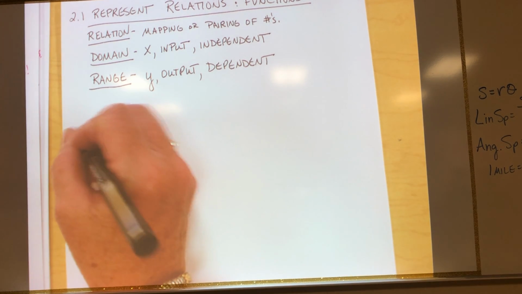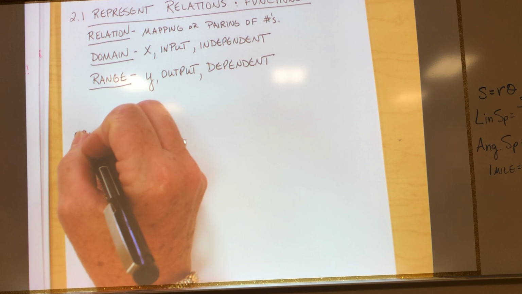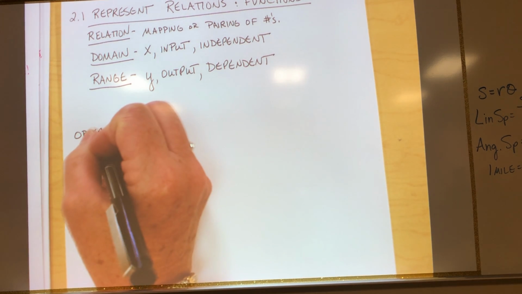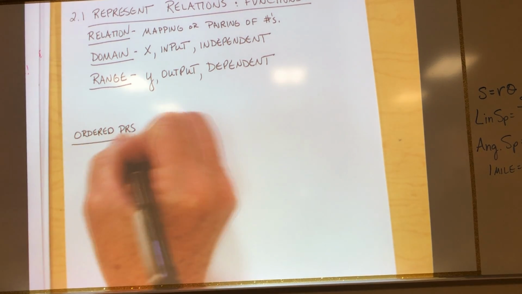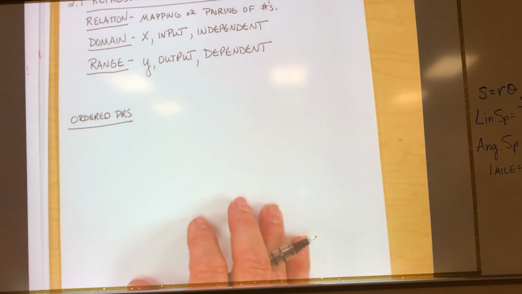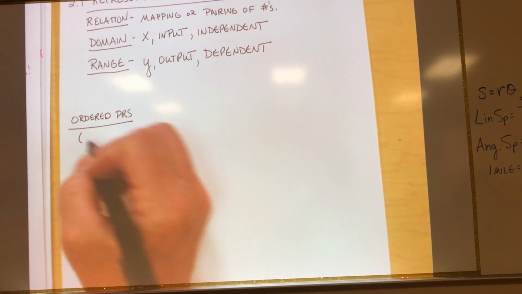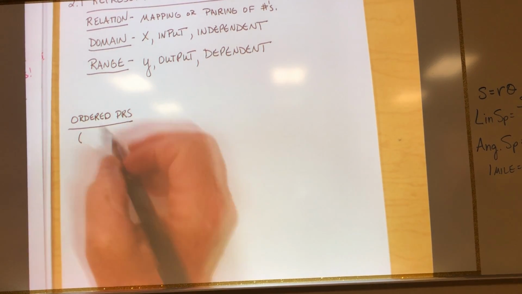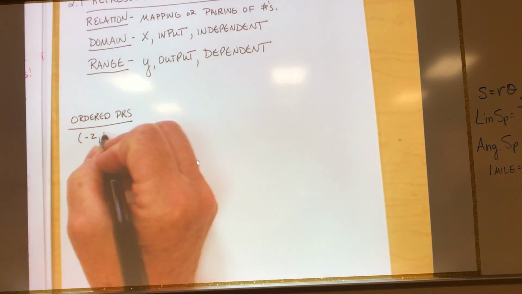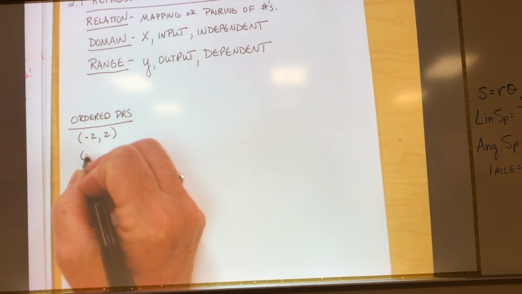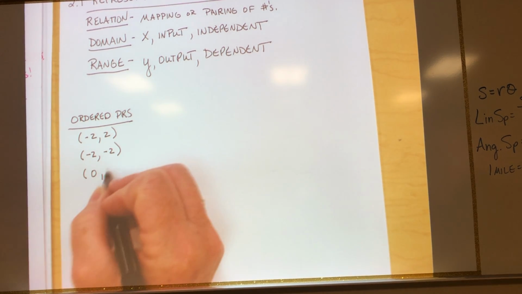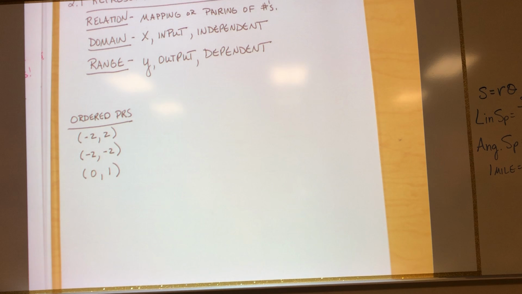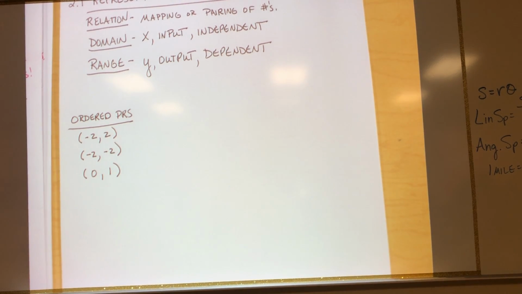So I could represent a relation just by telling you a group of ordered pairs. All right? Just by telling you a group of ordered pairs. For instance, I could tell you that this relation contains the pairs (-2, 2), (-2, -2), and (0, 1). All 3 of those coordinates or ordered pairs are in this relation.